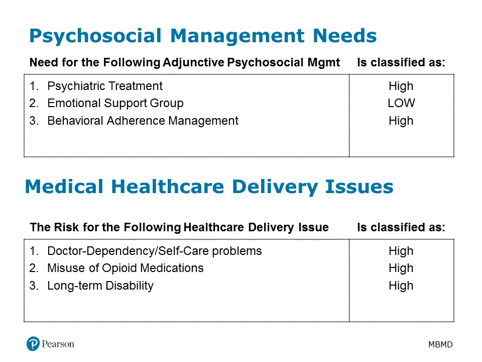The final section, medical healthcare delivery issues, uses an algorithm to integrate MBMD scale scores to make theory-based statements about the risk for 3 important healthcare delivery issues: doctor dependency or self-care problems, misuse of opioid medications, and long-term disability. For instance, increased risk for opioid medication problems is determined from an algorithm that blends information on the alcohol, drug, cognitive dysfunction, emotional lability, non-conforming style, and medication abuse scales.